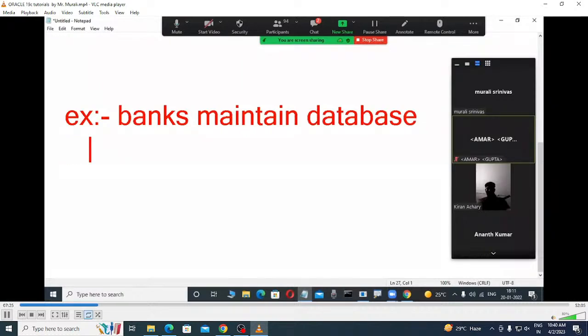Suppose telecom companies. So many examples are there, just roughly, for easy understanding. I'm saying telecom companies maintain databases. Suppose you make a call to your friend or anything. Where will those call details be stored? In a database.